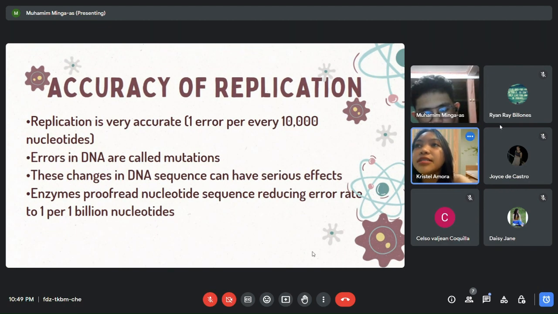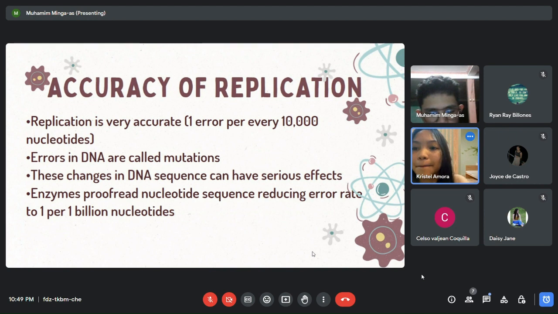Among these nucleotides, only a few have errors. Errors in DNA are called mutations. A mutation is a change in the DNA sequence of an organism. These changes in DNA sequence can have serious effects. Enzymes proofread the nucleotide sequence, reducing the error rate to 1 per 1 billion nucleotides. Mutations can result from errors in DNA replication during cell division, exposure to viral infections, or radiation.